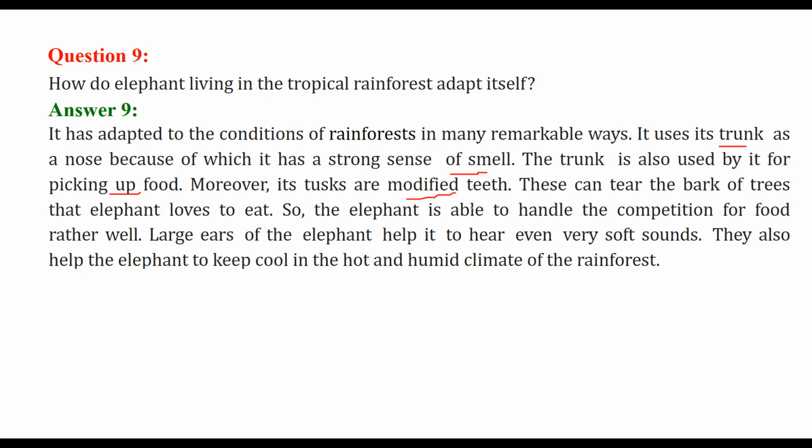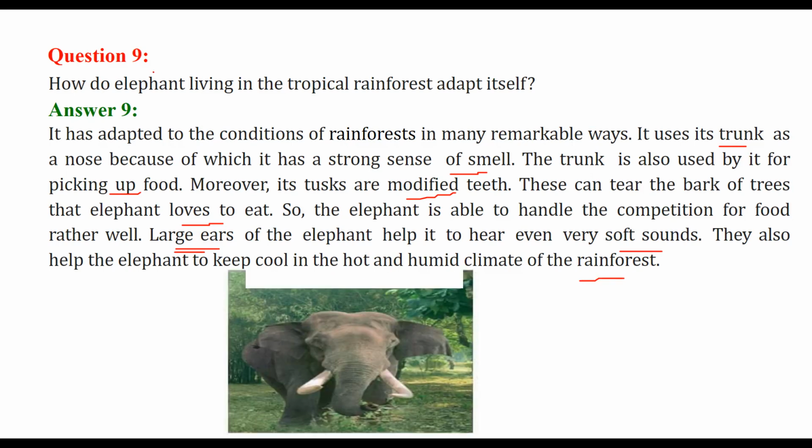Tusks are modified teeth. These can tear the bark of trees that the elephant loves to eat. So the elephant is able to handle the competition for food rather well. They also have very large ears, so they can hear even very feeble or soft sounds, and these ears keep them cool, because they are very big and give a lot of air, keeping them cool in the hot and humid climate of the rainforest. So this is how the ears, the teeth and the trunk work for elephants.